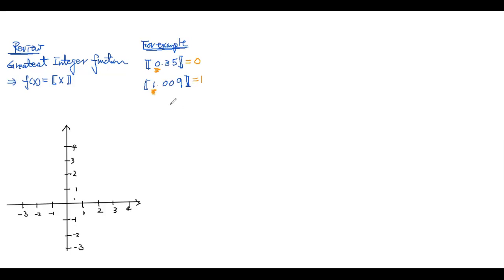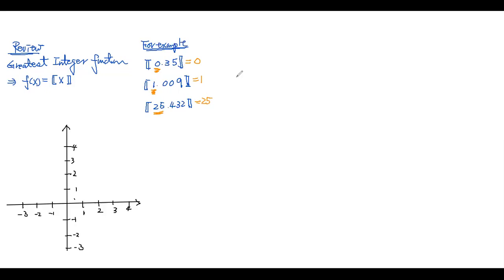Let's do a few more. For example, if I have 25.432, what is the greatest integer less than this value? It's 25 here. So that's what we say is the greatest integer.